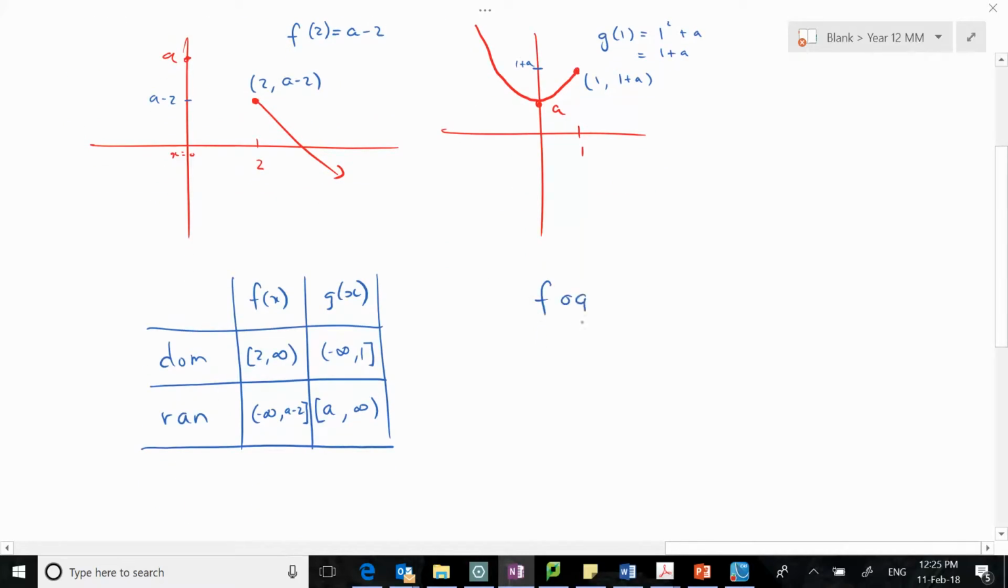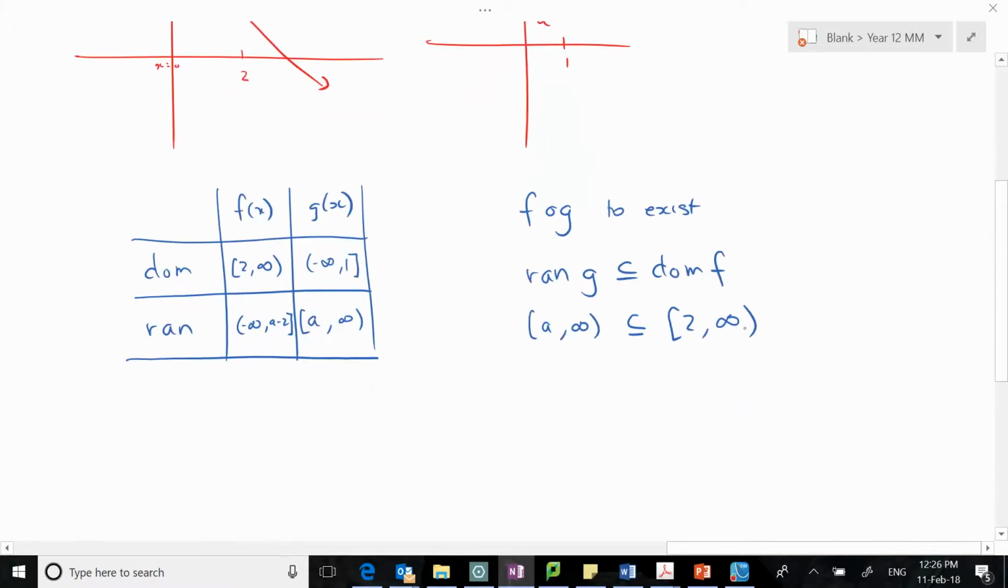So for f of g to exist, we need the range of g, because it's what you're substituting in, to be a subset of the domain of f. Okay, so the range of g is a to infinity, and it needs to be a subset of the domain of f. The domain of f is 2 to infinity. Well, that's pretty easy. They're both going towards infinity, and a needs to be a minimum of 2.